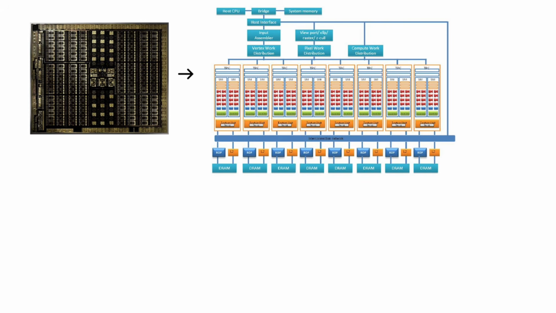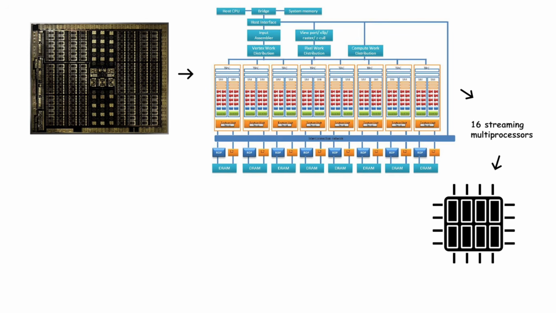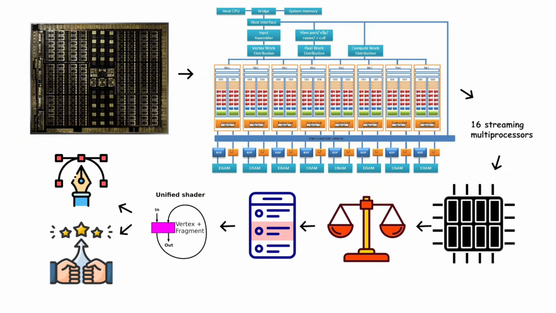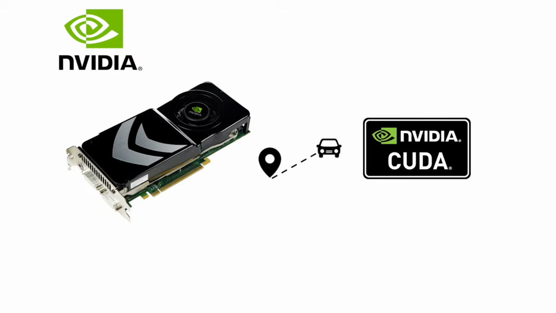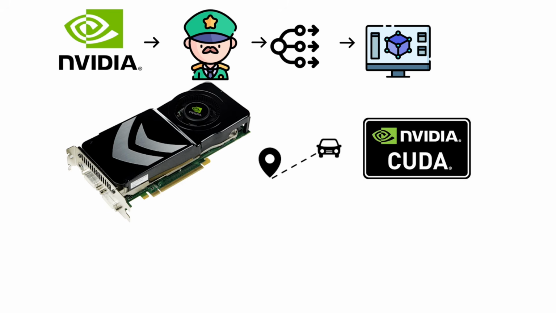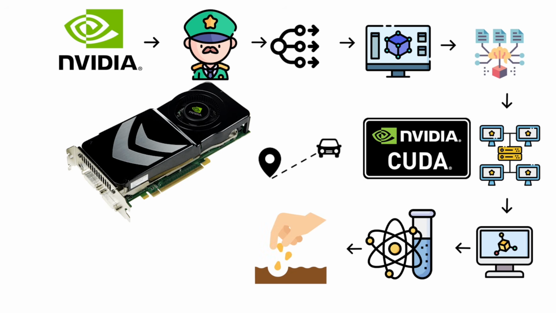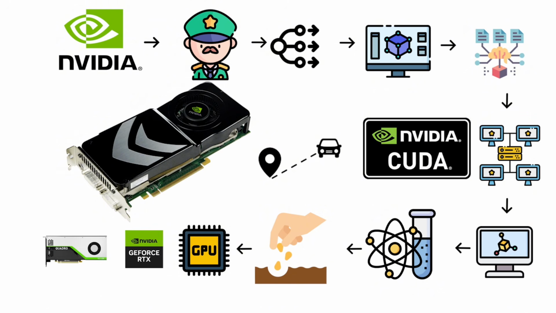Inside the chip, the Tesla design arranged 128 scalar cores into 16 streaming multiprocessors, grouped into 8 texture processor clusters. This layout scaled well and fed the unified shader model efficiently for both graphics and general computation. G80 also arrived alongside CUDA, Nvidia's general-purpose programming model, turning the graphics processor into a parallel compute device for simulation and scientific tasks, planting the seeds for modern GPU computing across GeForce, Quadro, and data center products.